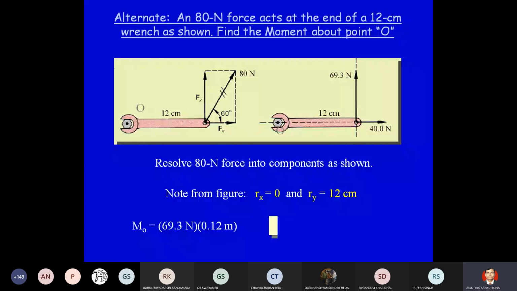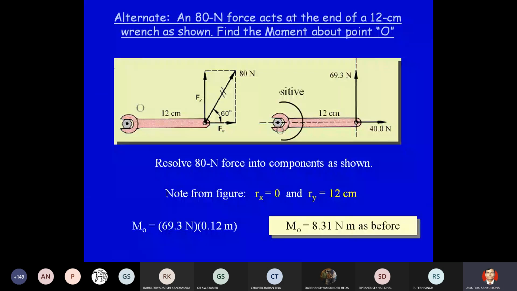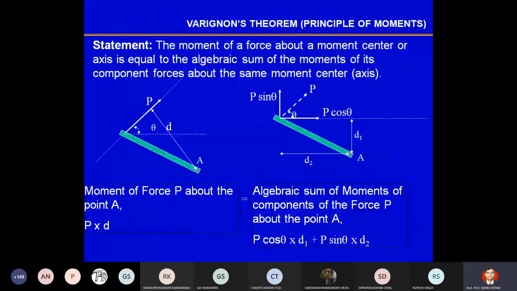Now the statement is saying that the moment of a force about a moment center or axis is equal to the algebraic sum of the moments of its component forces about the same moment center. That is what we have discussed so far. So here, let's say A is the moment center, and you have a force P acting at theta angle with the horizontal axis. You can find out the moment developed by this force P, and the perpendicular distance is d, so the moment will be P into d.